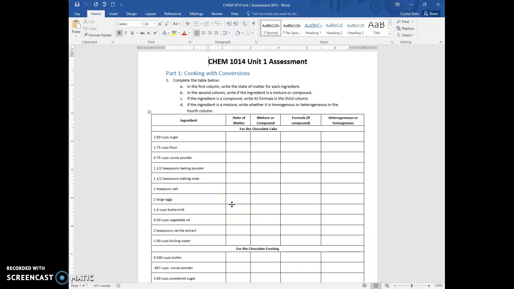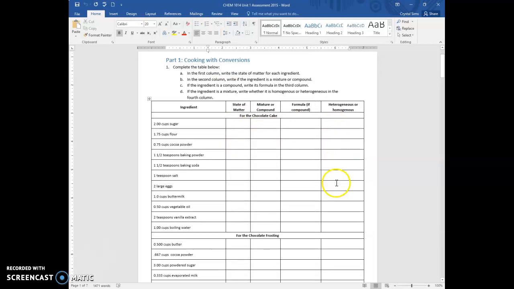So we have a recipe here for a cake and chocolate frosting. And you're going to put the state of matter of each of the different ingredients, whether that is a mixture or a compound. If it's a compound, you need to give me the formula. And then if it's a mixture, you need to tell me, is it heterogeneous or homogeneous? And so you can go back to the very first week 1 and review that if you need to. So you'll go through all of this.